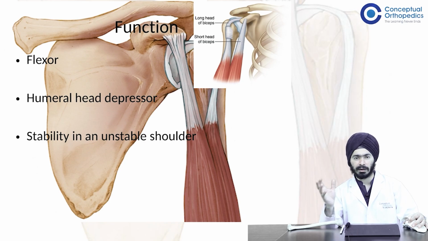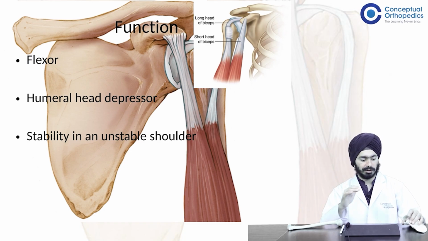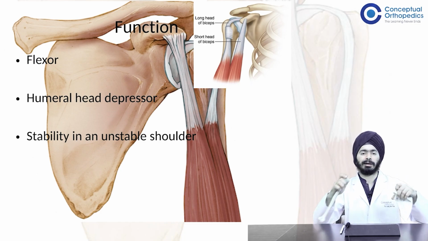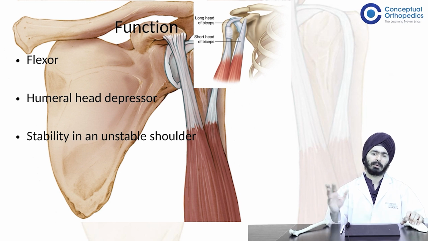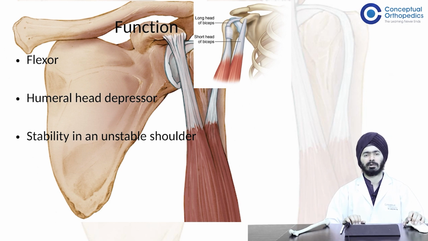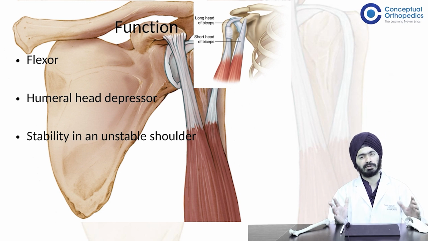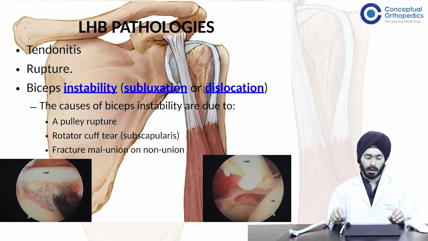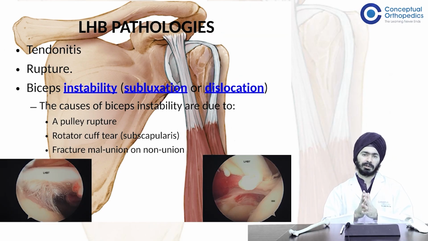The long head has very limited function. It may give some power to the flexion role at the elbow. At the shoulder, it does depress the humeral head, so humeral head depression function, and some amount of stability in an unstable shoulder. So these are the functions, not very important, but yes, whatever the functions the literature tells us are these. So what are the pathologies which can occur in the long head of biceps?